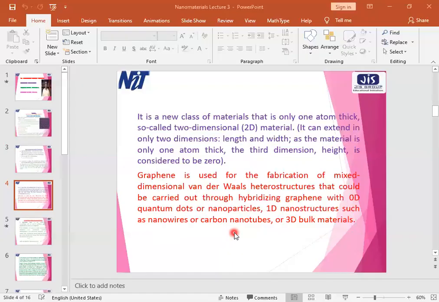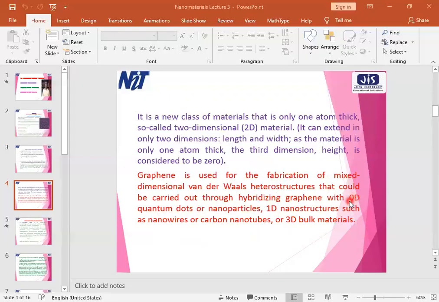So graphene is used for the fabrication of mixed dimensional van der Waals heterostructures that could be carried out through hybridizing graphene with 1-dimensional nanostructures or 0-dimensional quantum dots. We have learned this, that quantum dots are 0-dimensional. No dimension of it is in the bulk range. All the dimensions are in the nano range.